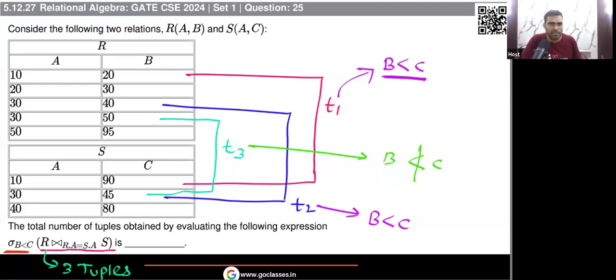Okay, so finally I can say that the number of tuples in the output will be 2, and these two tuples will be t1 comma t2. These two tuples will be in the final output. Okay, that's it. So very simple question, I hope you understood. Now let's move on.